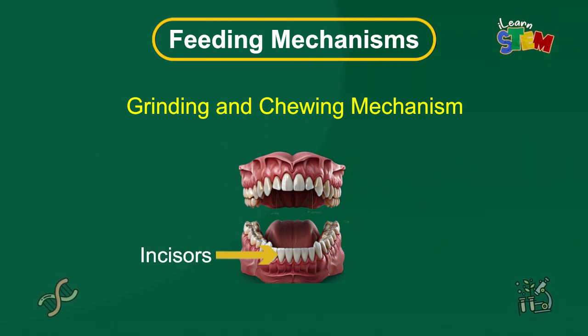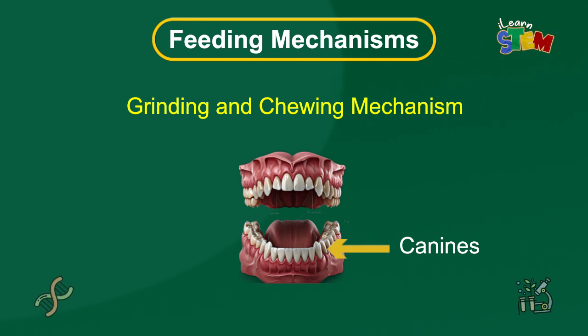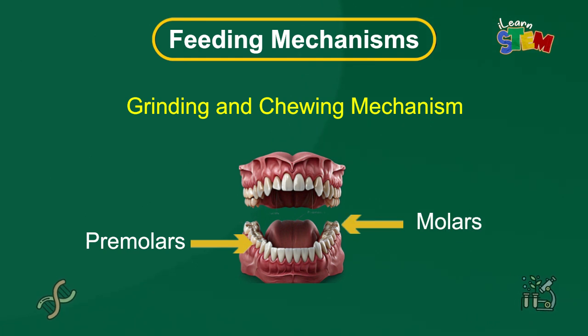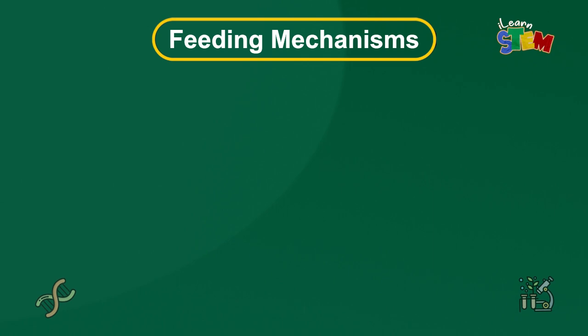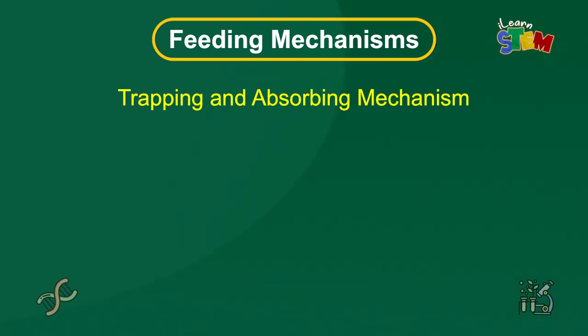The incisor has a sharp edge that is used to cut food. The canines are pointed and they are used for tearing flesh or other material. The premolars and molars are flat teeth that grind and mash food. Now, let's look at the trapping and absorbing mechanism.